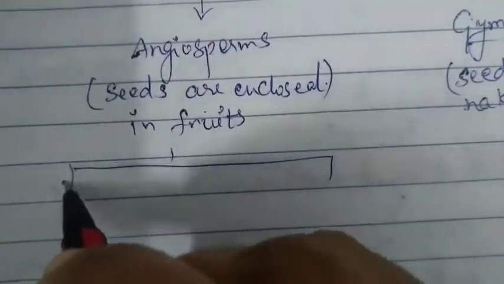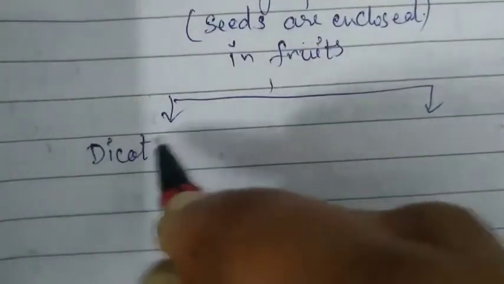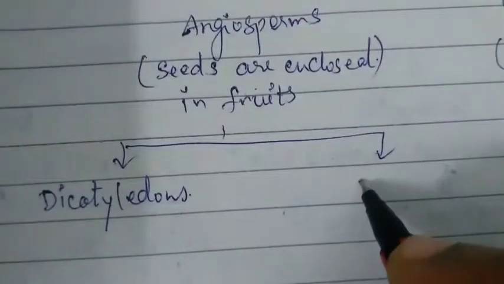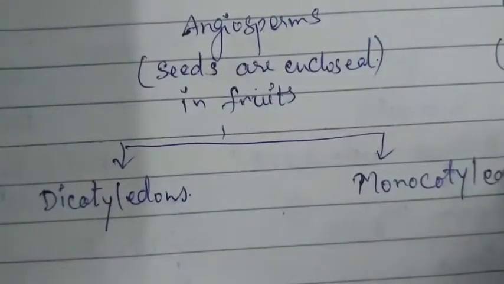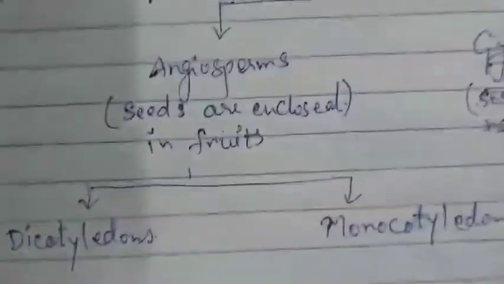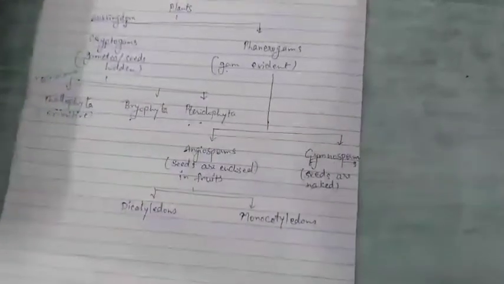Now angiosperms again we have classified into dicots and monocots based on whether their seeds are having single cotyledon or two. Single cotyledon are called monocots and 2 cotyledons dicots. Okay, so this is a classification of plants. If you remember, recall all these things. It's not so much necessary this year, but you should remember these things.